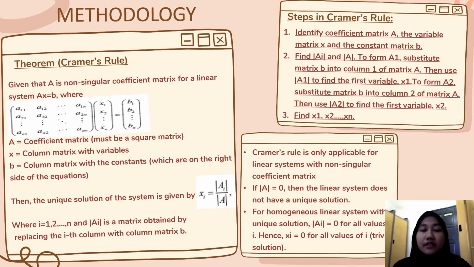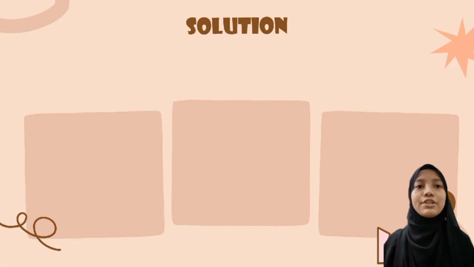So Cramer's rule is only applicable for a linear system with a non-singular coefficient matrix. If determinant of A equals 0, then the linear system does not have a unique solution. For a homogeneous linear system with a unique solution, determinant of Ai equals 0 for all values of i, hence xi equals 0 for all values of i. This is the trivial solution. For the solution, first we need to identify the variables.